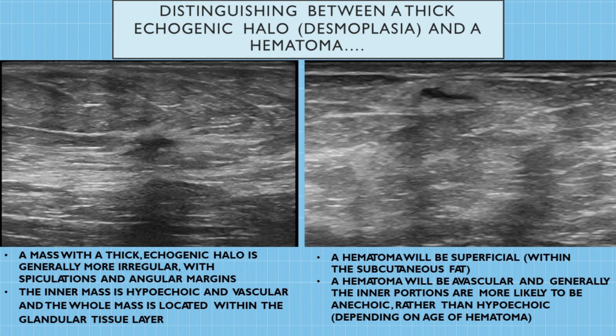Clue number three is going to be to turn on color. A hematoma should have no vascularity, and a mass should have vascularity. Although I always say not all masses follow the rules. If your area has vascularity in it, this is going to be a mass with a desmoplastic reaction.